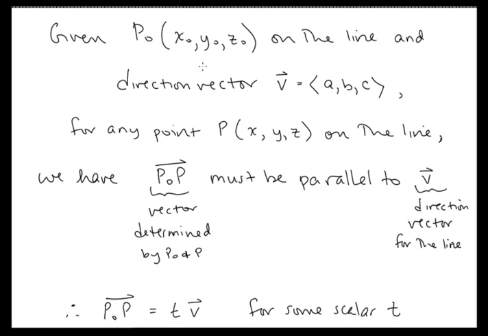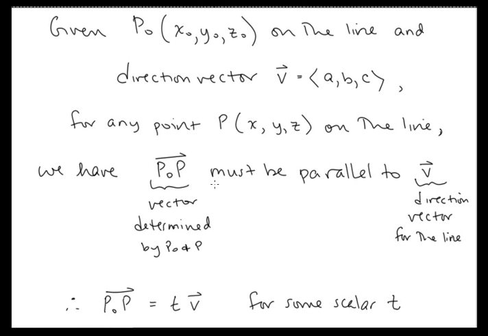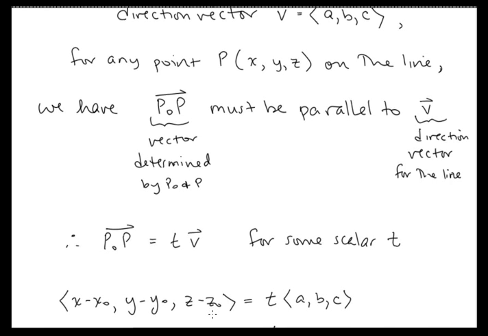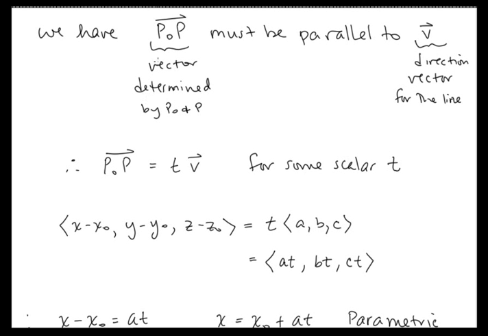Now let's see what that means in terms of equations. If P0P is parallel to vector V, then P0P is equal to some scalar times vector V. So we're going to call that scalar t, and we've got P0P equals tV. And in component notation, what does that look like? P0P is x minus x0, y minus y0, z minus z0. And vector V in component notation, we're calling a, b, c. So tV is going to be ta, tb, tc, or we can write it as at, bt, ct.